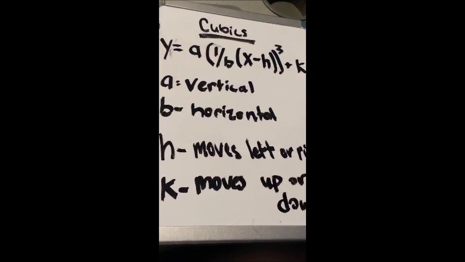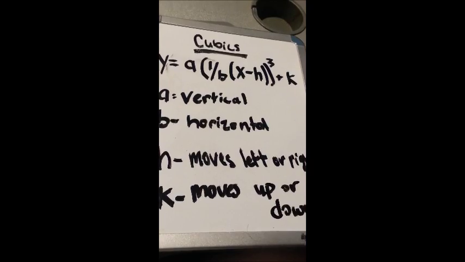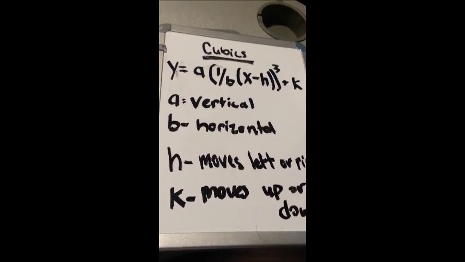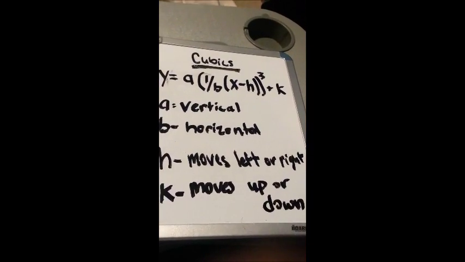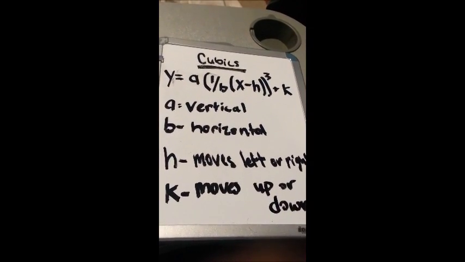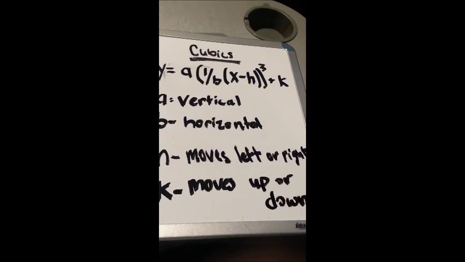term. The A represents the vertical scale factor. The B term represents the horizontal scale factor. The H and the K represent whether the graph moves left or right, or up or down.